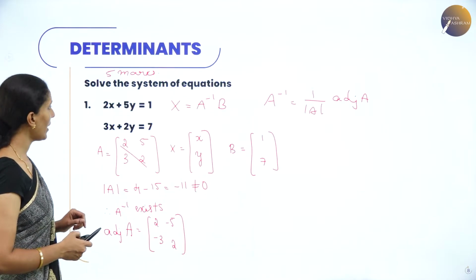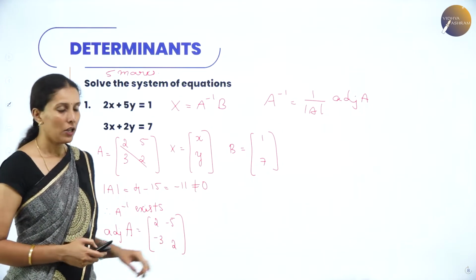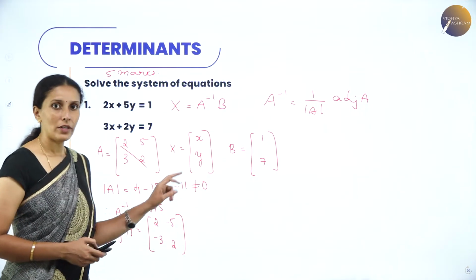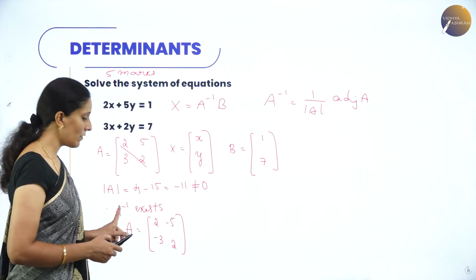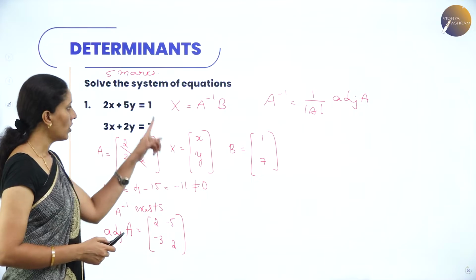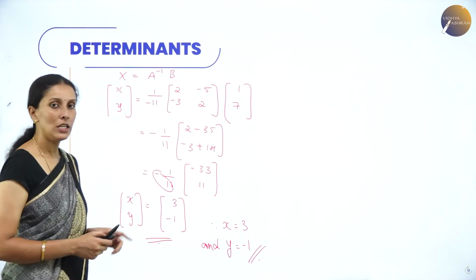So how are we going to find out? First, we will separate the matrices A, X and B. We will find determinant A. If it is equal to 0, stop. If it is not equal to 0, then A inverse exists. Find A inverse, use the formula X is equal to A inverse B, solve it and find the solution.